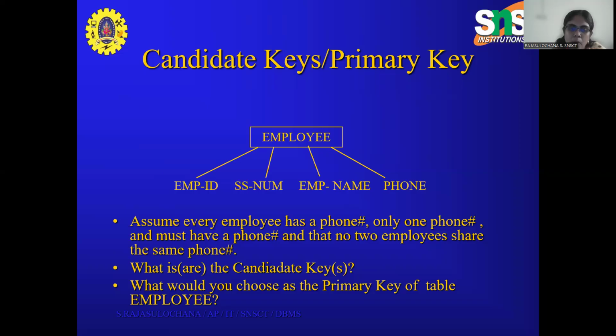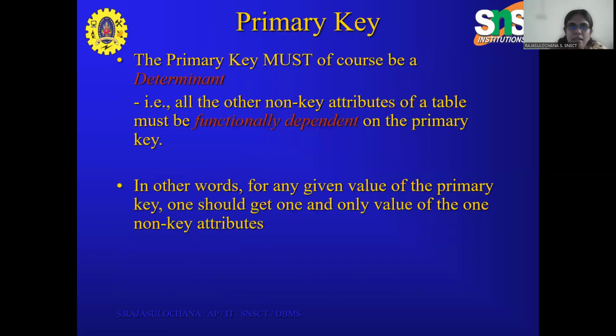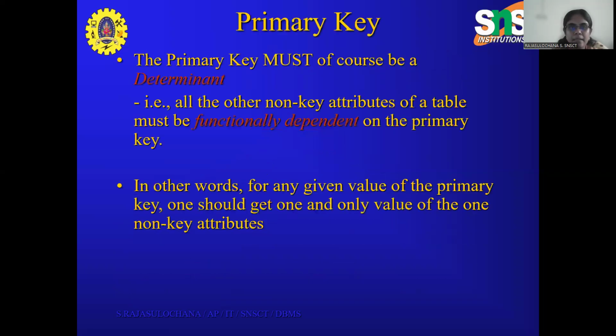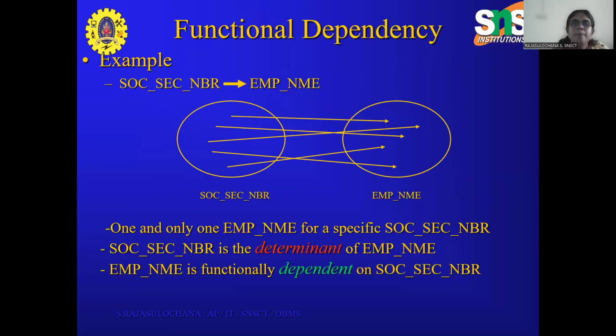In this case, what do you think the candidate key would be? Which one would you choose as the primary key of the table, the phone number or the employee ID? Here, this is a question. In this case, we will choose employee ID as the primary key because it is a determinant as well as functionally dependent. For any given value of the primary key, we should get one and only one value of any non-key attribute. This is a property of the primary key.